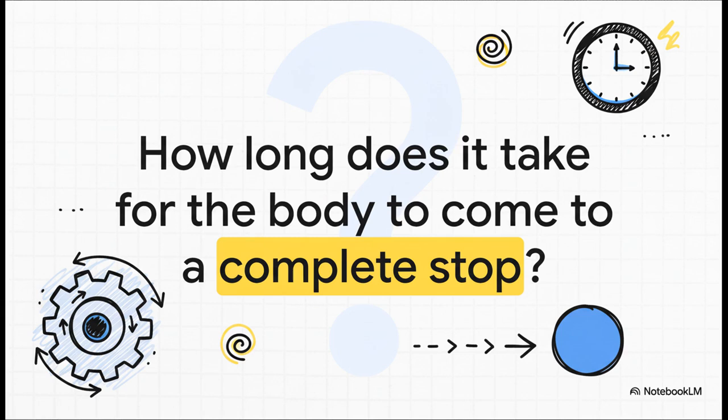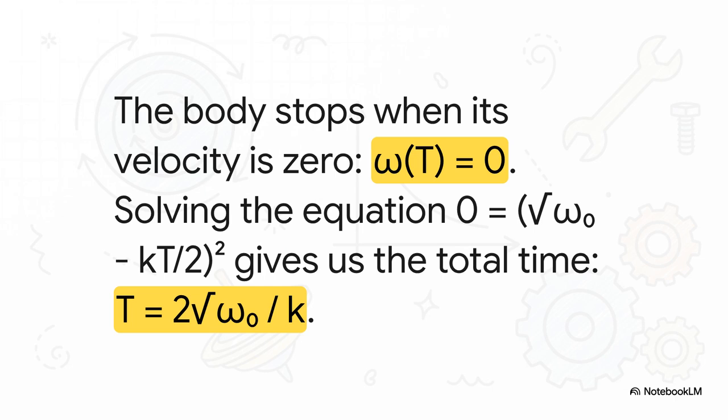We have this awesome function for velocity. So how do we use it to find out how long the body actually keeps spinning before it stops? Well, stopping is pretty simple, right? It just means the angular velocity is 0. So we take our omega of t function, set it equal to 0, and then we solve for the time, which we're now calling capital T.